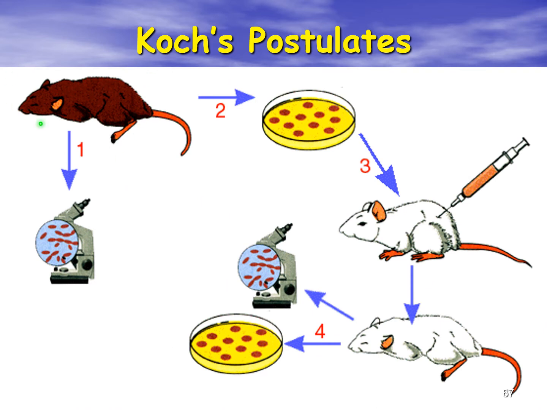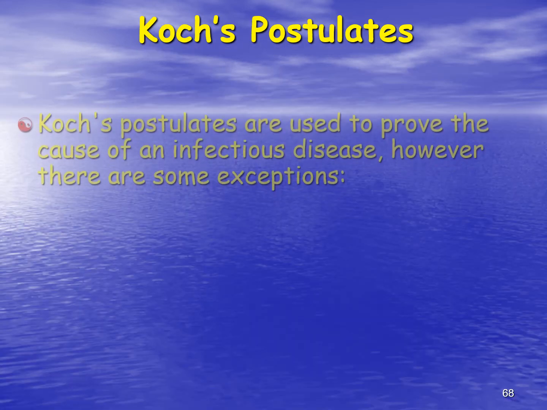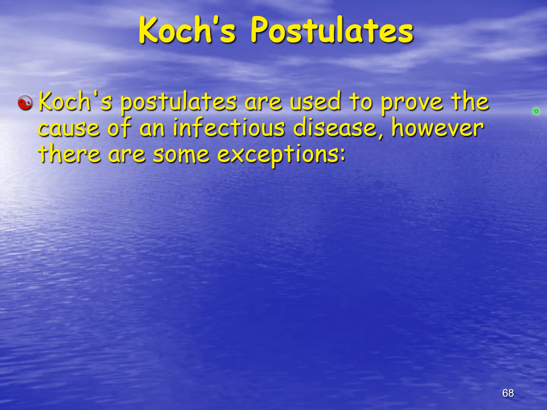So here we have a mouse with a disease, and we isolate the organism from the disease. We inoculate and grow a pure culture of it, and we take one of those colonies that's a pure culture and inject it into a healthy host. And the host then gets the disease or dies, and we re-isolate and compare again the 2 isolates, and they're exactly the same. So we can say this organism caused this disease. Now, Koch's postulates are still used today to prove the cause of infectious disease.